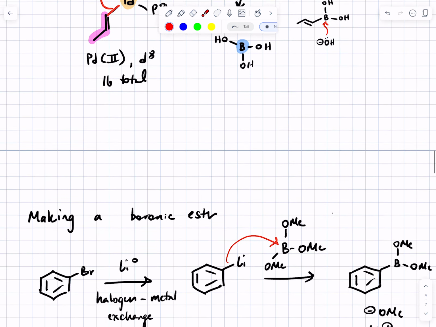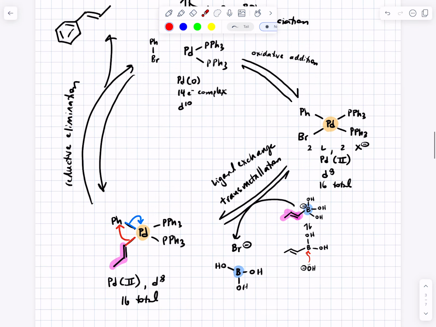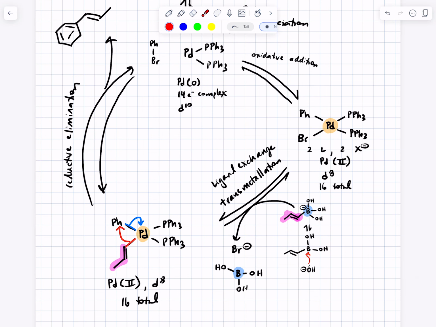Let's see. So, since Monday, I've had some questions about what exactly is the mechanism of this transmetallation reaction. Notice in the transmetallation step of the mechanism, we lose Br. It leaves the metal as Br minus. It leaves as Br minus because it's an X-type ligand. And in place, we install the pink group from the boron onto the metal. How does that process happen?